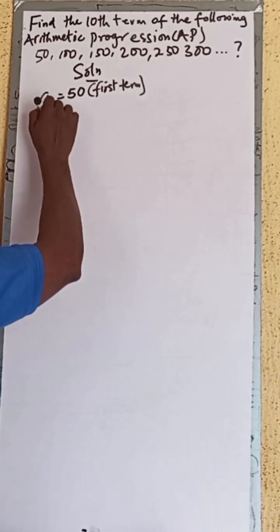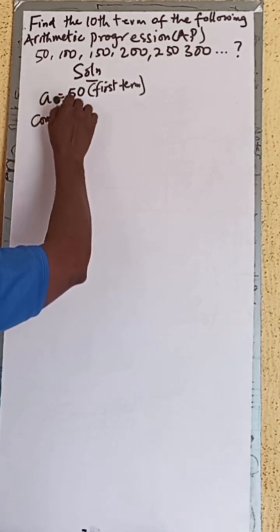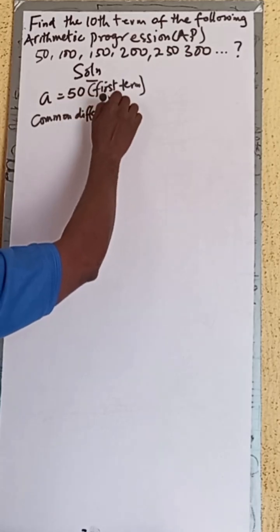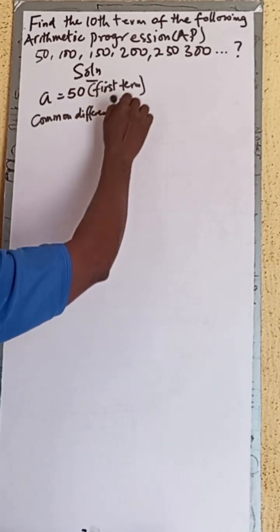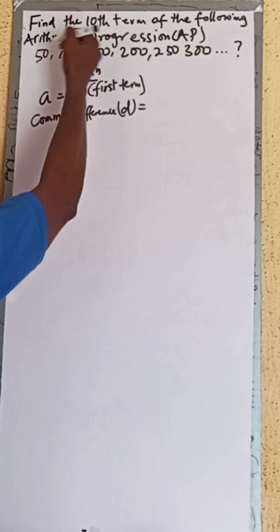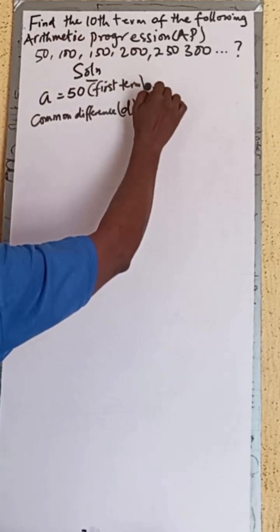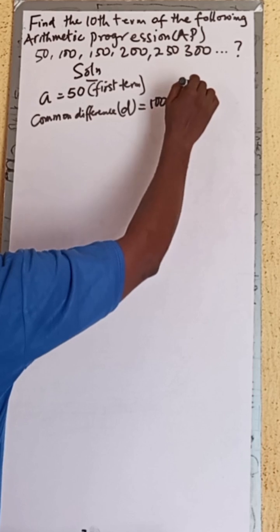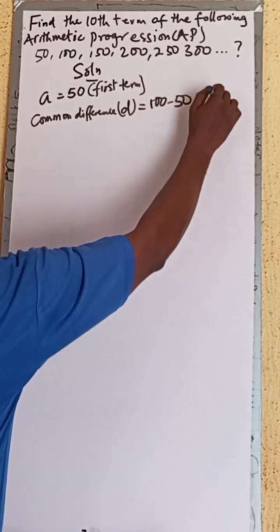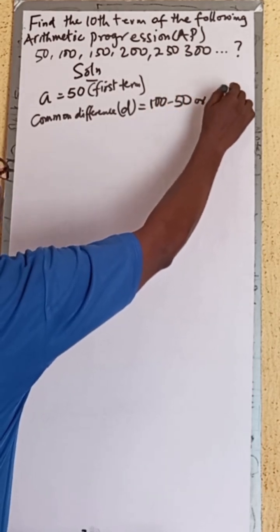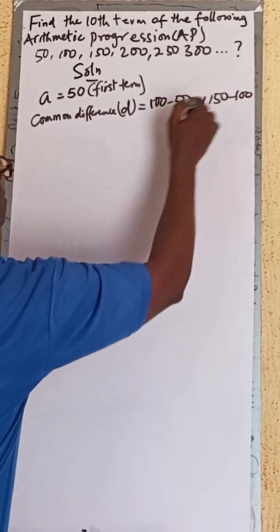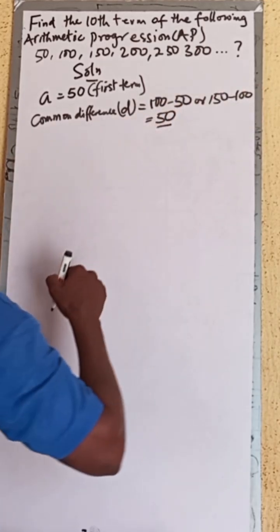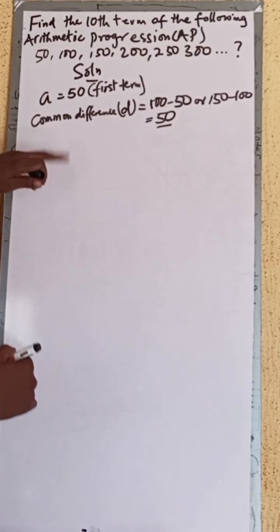Then the common difference. Common difference D is equal to 100 minus 50, or 150 minus 100, equal to 50. So this is our common difference.